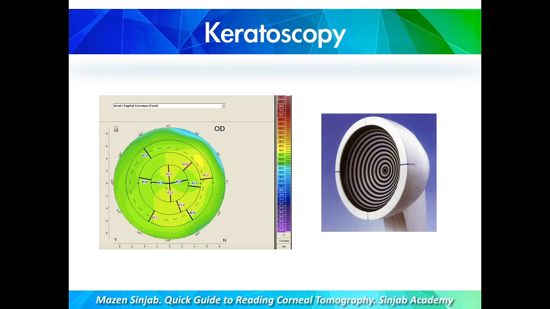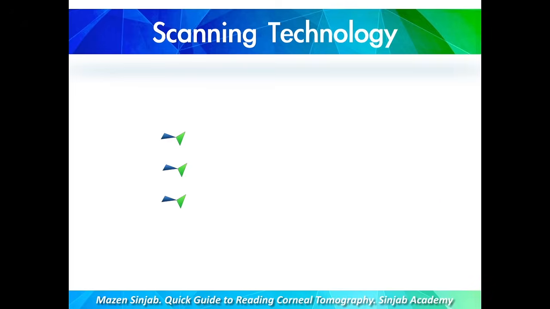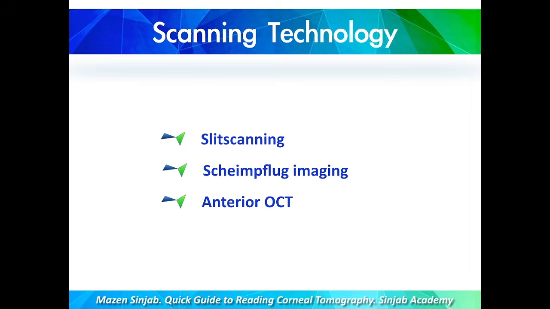Now, from keratometry developed keratoscopy. The keratoscopy uses the same principle, but by using the Placido rings projected onto the cornea in order to study the curvature of the anterior corneal surface. After that came more advanced technologies. We call them scanning technologies, such as slit scanning, like Orbiscan, Scheimpflug imaging, like Pentacam, Cyrus, Galilei, and Tomey, and finally the anterior OCT. Now, from all these technologies, we can obtain a lot of maps, and I'm going to discuss these maps, and I will explain their clinical applications.